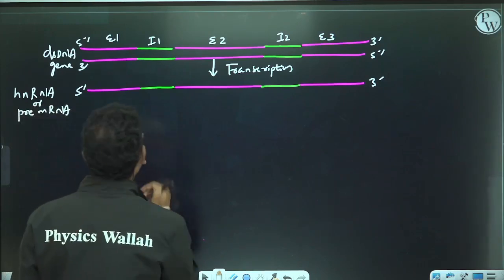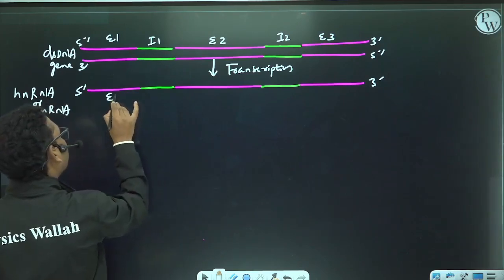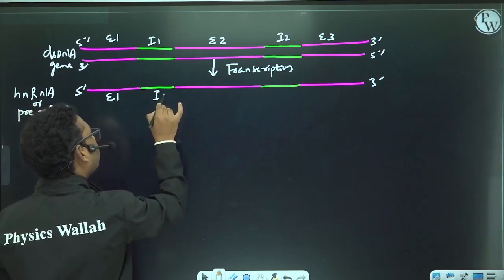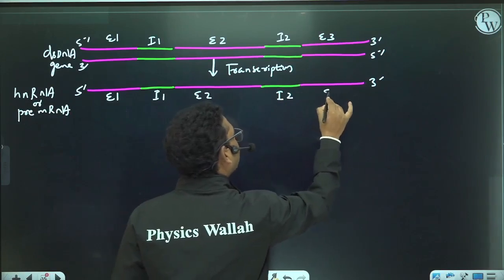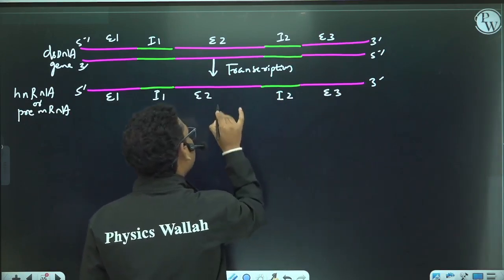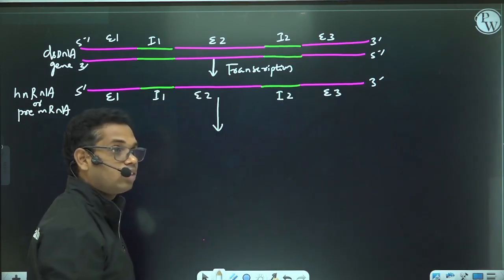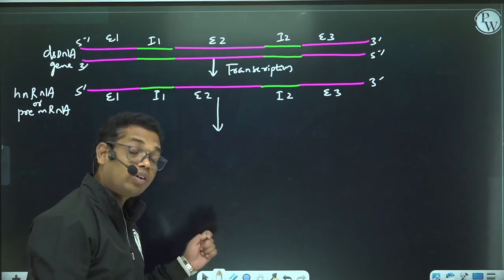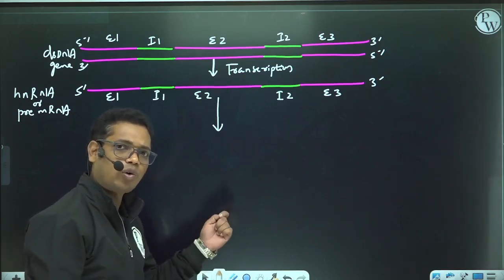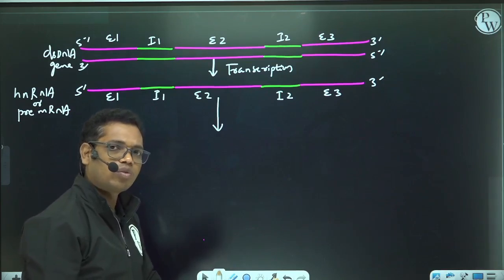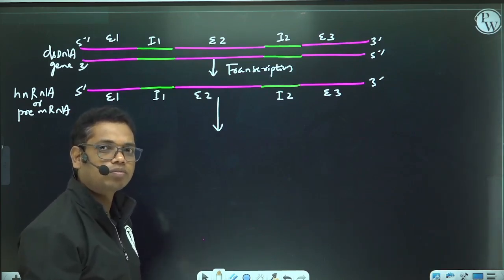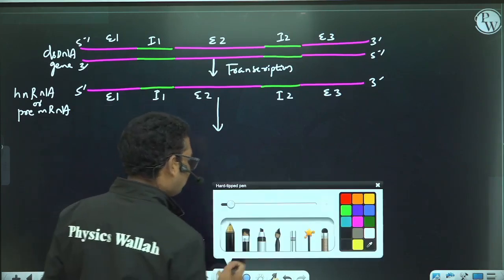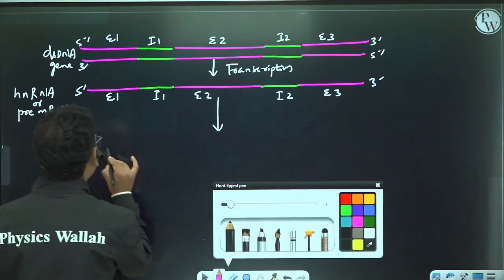So this sequence will correspond to exon 1. This is intron 1, this is exon 2, this is intron 2, and this is exon 3. Now what will happen? Some modification will take place. Exon is the coding sequence, so in the mature mRNA only the coding sequence should be present. The non-coding sequence should be removed. So how does this take place? Let me tell you.